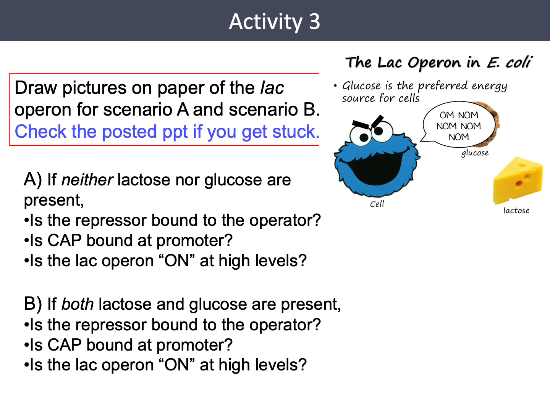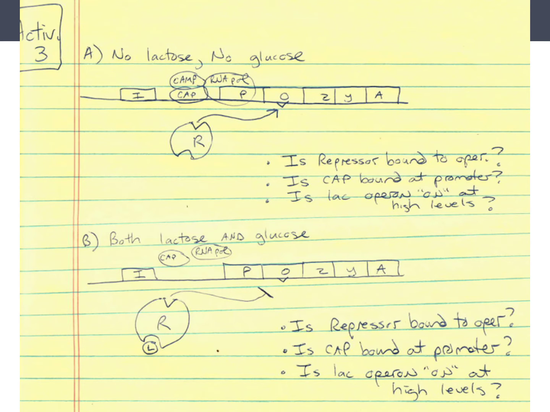So activity 3 asks you to consider two slightly more complex scenarios. What if neither lactose nor glucose is present? And then scenario B, what if both are present? And it's asking you three questions. Is the repressor bound to the operator? Is CAP bound to the operator? And overall, is the lac operon on at high levels? And the best way to answer these questions is to draw some pictures. So on this slide, I've shown you my drawings. And again, you should try to make sure that you can do these drawings yourself before exam 2.